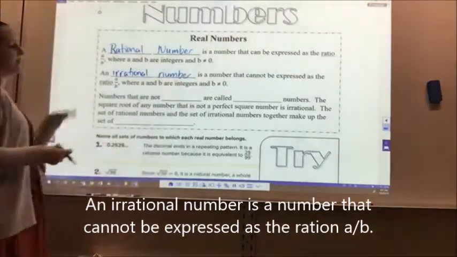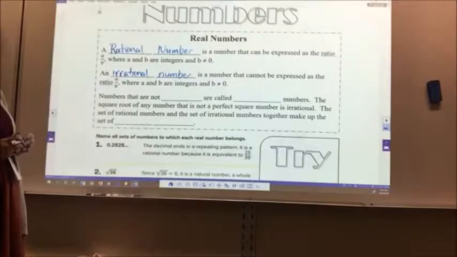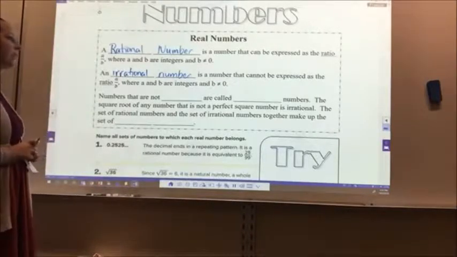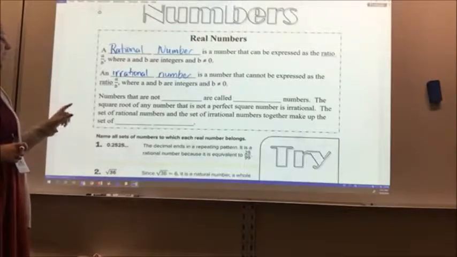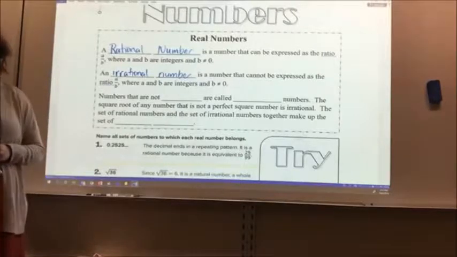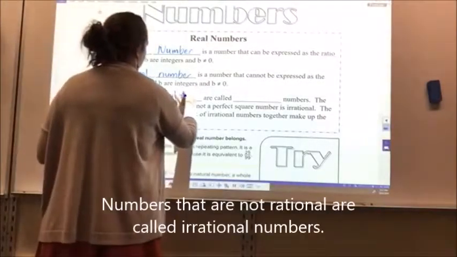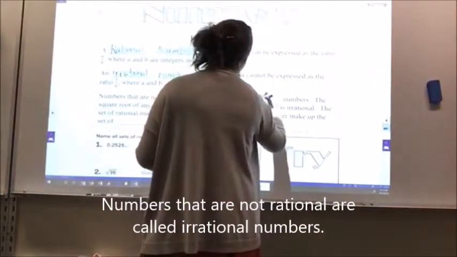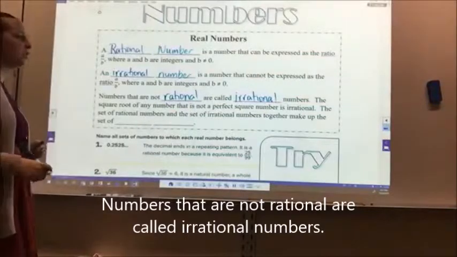Okay, so these are numbers like pi and the square root of 2. Okay, things that never end, you can't write them as a fraction. Right? Rational numbers you can write as a fraction. Okay, there can be repeating decimals, you can write those as fractions. All right, numbers that are not blank are called blank numbers. In those two blanks, you're going to write rational and irrational. So numbers that are not rational are called irrational numbers.